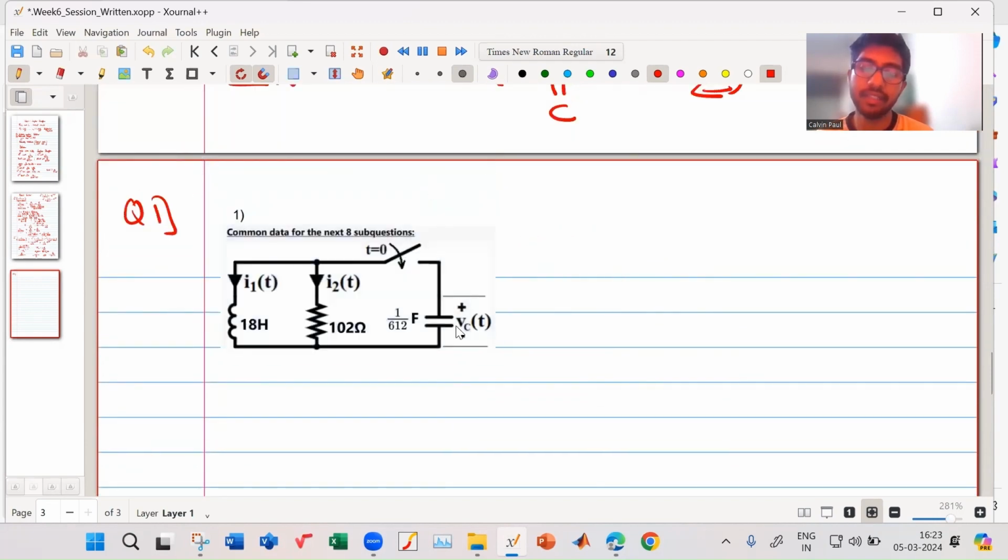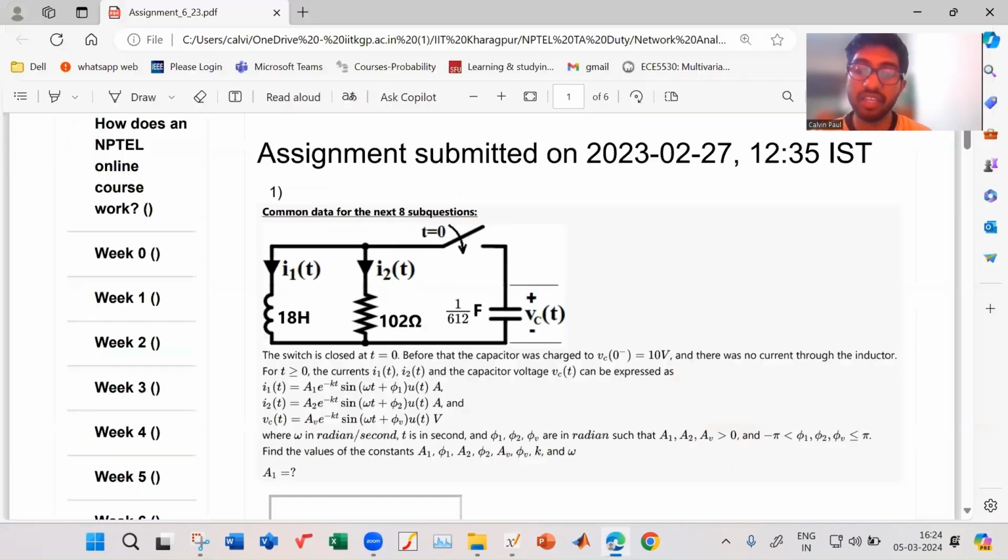So in this circuit, we have to find VC of t, I1 of t, and I2 of t. These are what we want to find out. Also let us see what the question says.